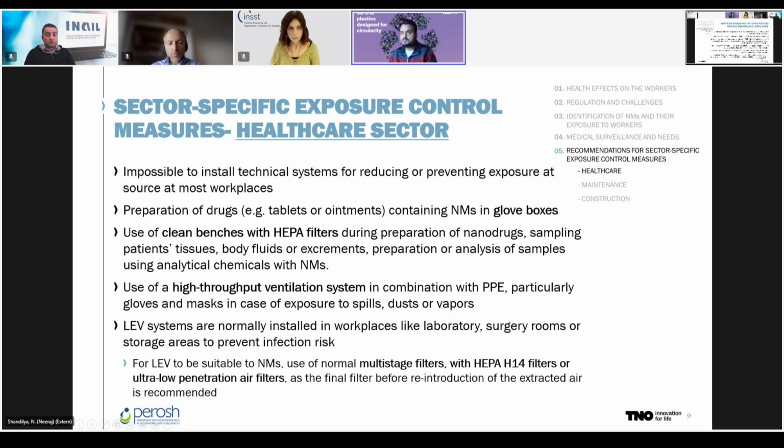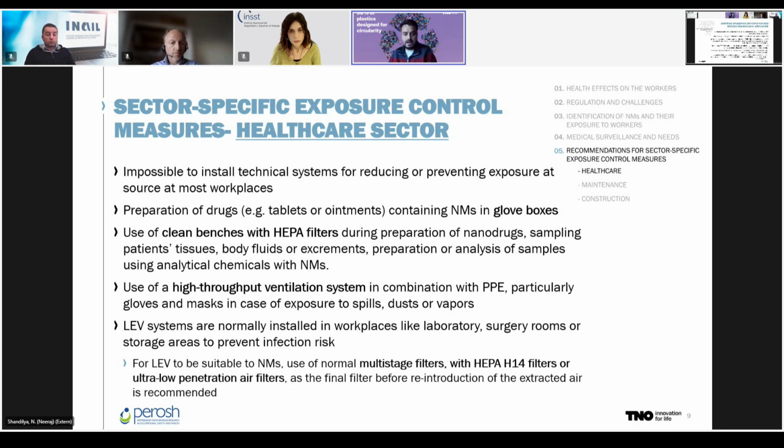Coming finally to the last part of this talk, which is about some information on the sector-specific exposure control measures. So first, we'll see some information on the healthcare sector. And due to the nature of the work in the healthcare sector, most workplaces, such as patients' rooms in hospitals or even patients' homes, may not have technical systems for reducing or preventing exposure to nanomaterials at source. So for example, closed systems that create a physical barrier between worker and the nanomaterial, that's not always the case.